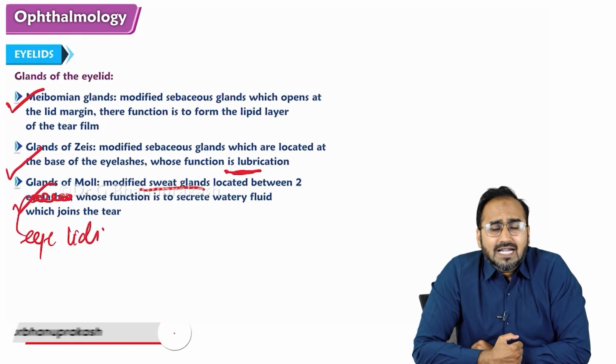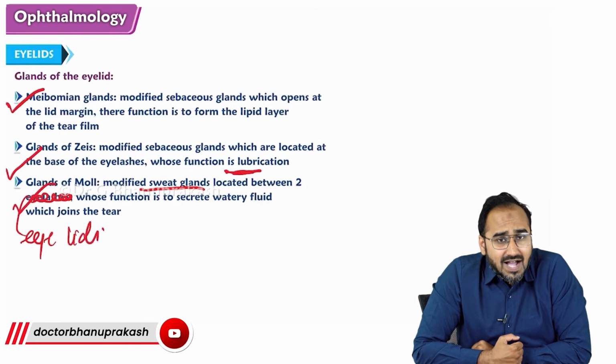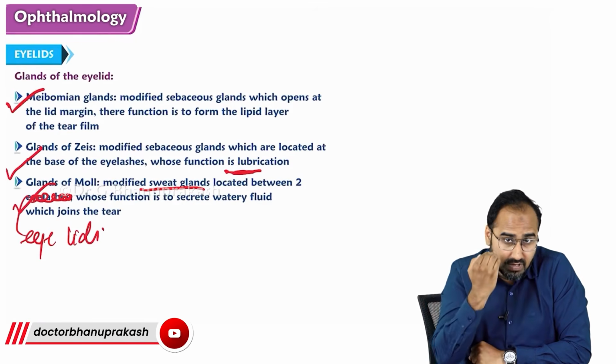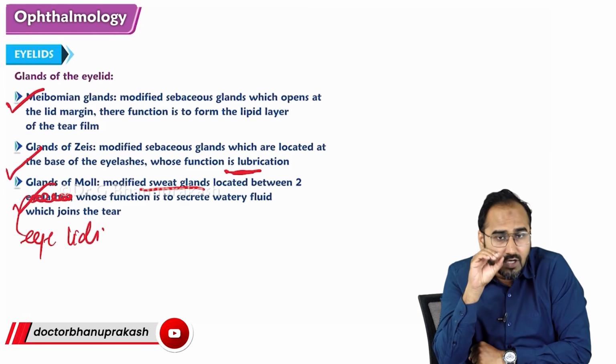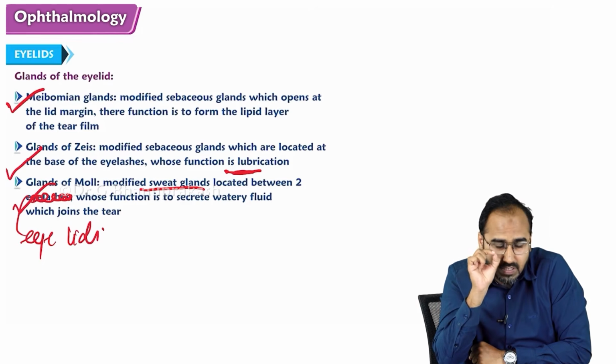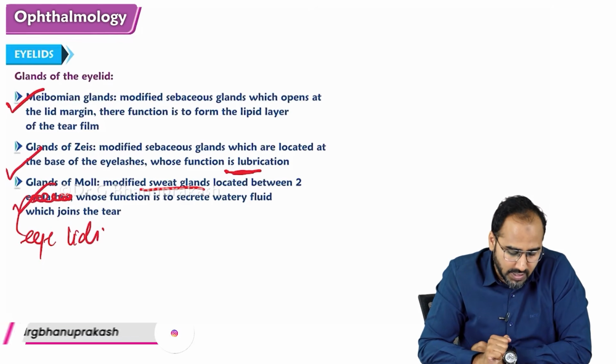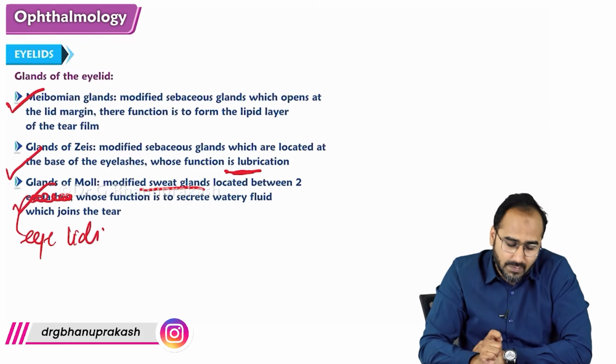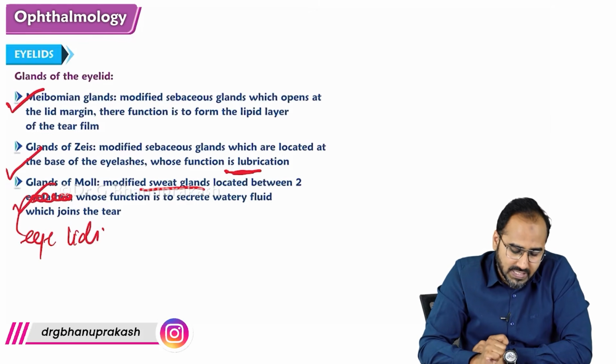Glands of Moll, guys. What are glands of Moll? These are modified sebaceous glands present at the junction where two eyelashes meet, where you will see a small junction. So glands of Moll are modified sebaceous glands present at the eyelid margin between the eyelashes.